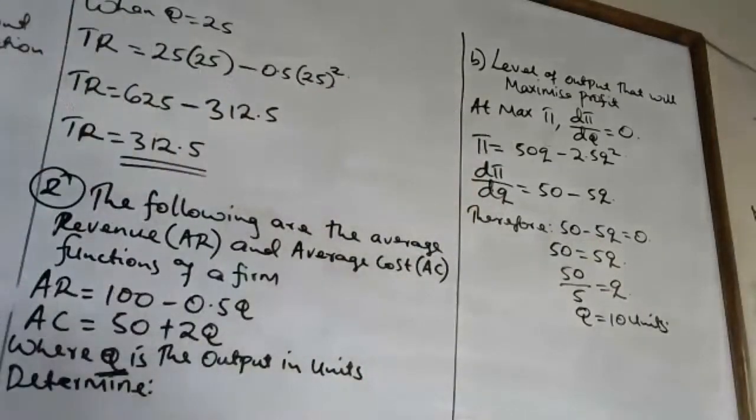If we produce and sell 10 units, our profit is going to be maximum. And that one is the answer for part B.